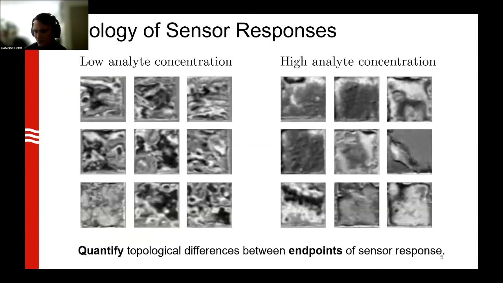Again, here on the left-hand side, we have our low analyte concentration systems, and we have these given textures. Remember, we're looking at the textures of these liquid crystals from a sort of macroscopic view. And then on the right-hand side, we have our liquid crystal textures where we have our high analyte concentration. Again, our goal here is to quantify the topological differences between the endpoints of these sensor responses, so sort of bin them as low analyte or high analyte concentration.